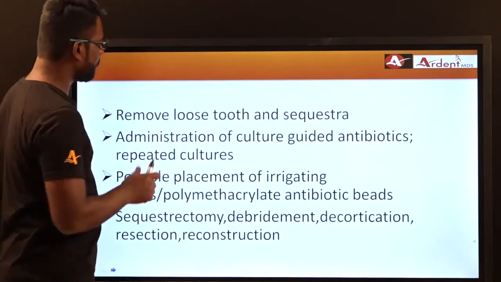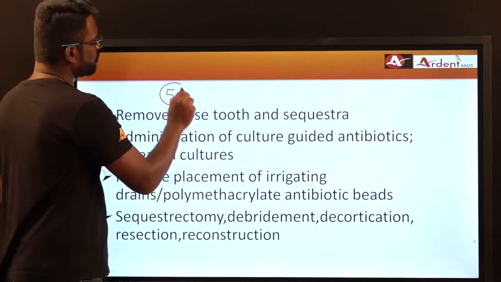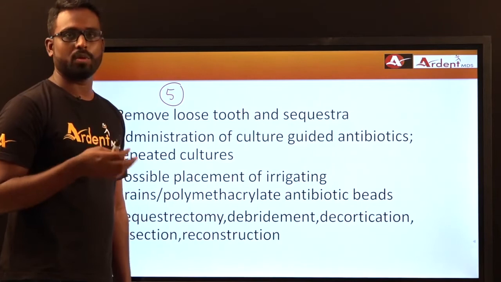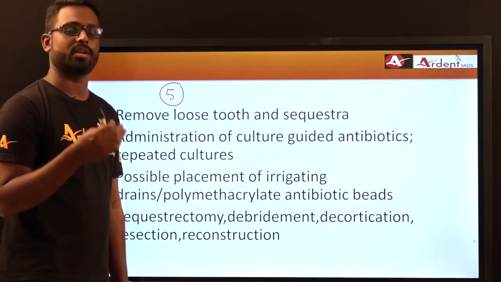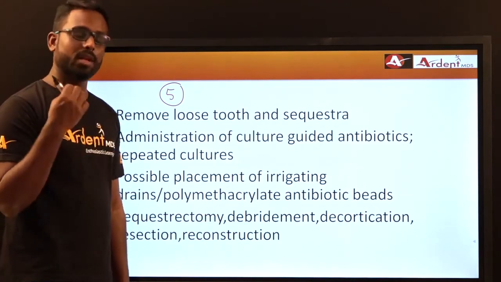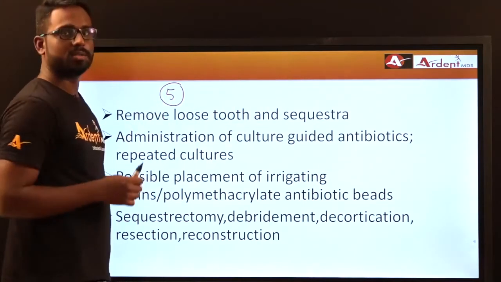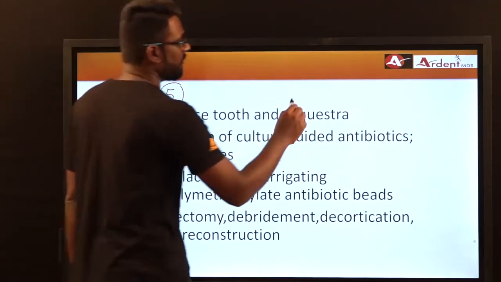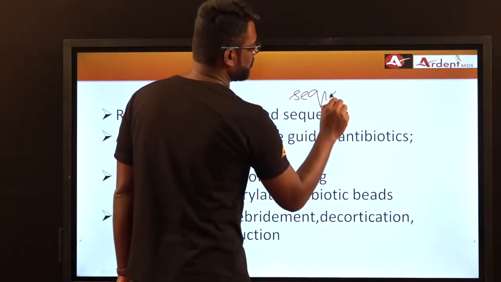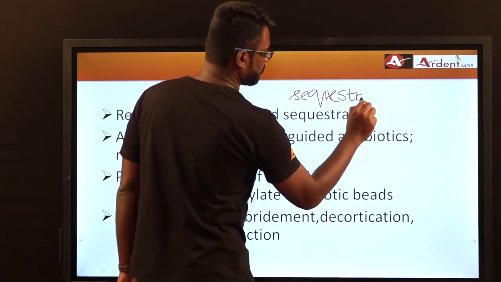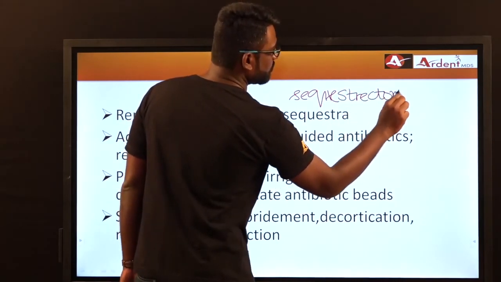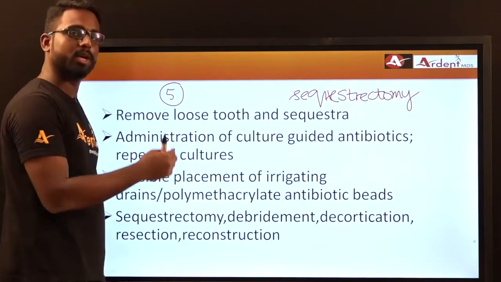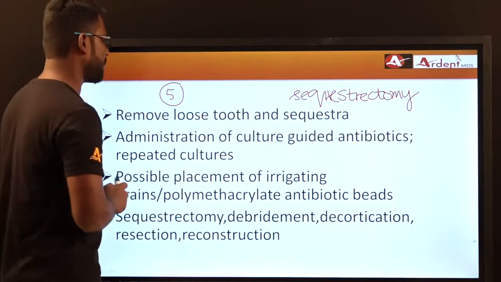The fifth step is, whenever a loose tooth or sequester is present, to remove it. What is a sequester? It is the dead, non-viable bone that you see in radiology, which is more radio-opaque than the normal bone. That is called the sequester. When you remove the sequester, that procedure is known as sequestrectomy. You remove the loose tooth present there and also do the sequestrectomy, because it will act as a focus of infection.